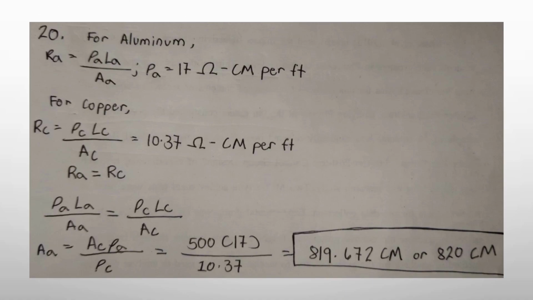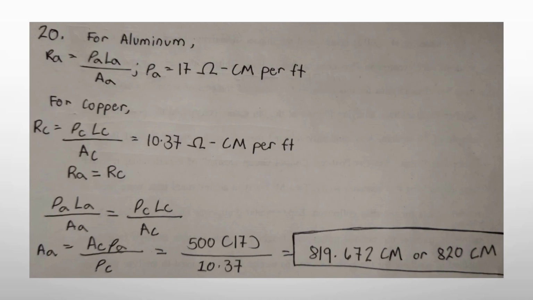For aluminum, we will use the subscript A, and the resistance is equivalent to resistivity multiplied by the length all over the cross-sectional area, where the resistivity of aluminum is equivalent to 17 ohm-cm per foot. For copper, we will use the subscript C, and its resistance is equivalent to resistivity multiplied by length all over cross-sectional area, and the resistivity of copper is equivalent to 10.37 ohm-cm per foot.